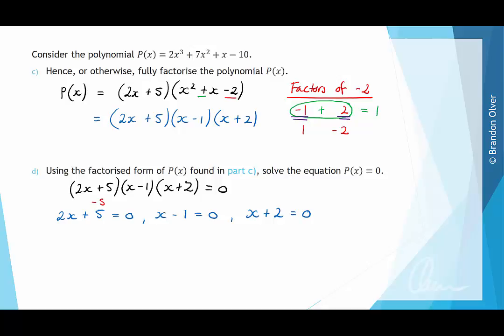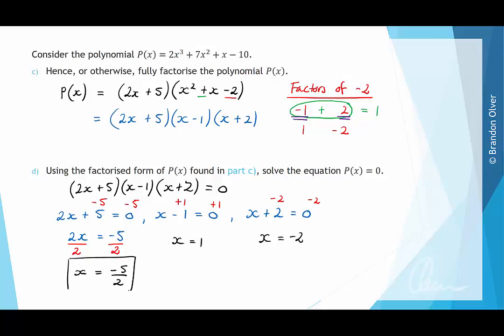So we subtract 5 from both sides of this equation, and that gives us 2x is equal to negative 5. Then dividing both sides of the equation by 2, we get x by itself, and we find that x is equal to negative 5 divided by 2. For x minus 1 equals 0, we'll add 1 to both sides of the equation, and that will give us x is equal to 1 as a solution. And finally, we have x plus 2 is equal to 0, so we subtract 2 from both sides of that equation, and we find that x equals negative 2 is the third solution to that equation. So we have 1, 2, 3 solutions that satisfy p of x is equal to 0.